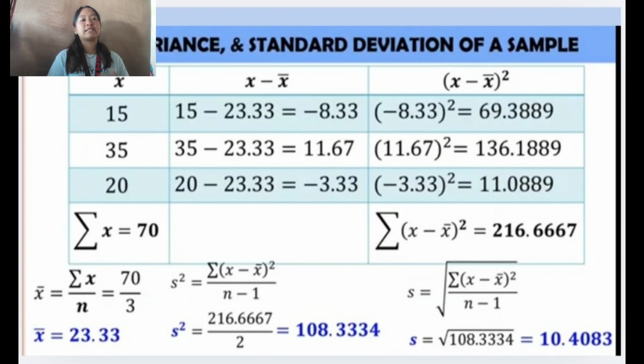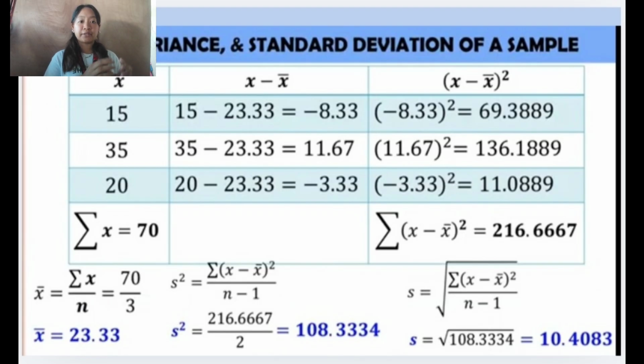The second column is x minus sample mean. Since our first x is 15 and our sample mean is 23.33, 15 minus 23.33 equals negative 8.33. The second x is 35, so we subtract the sample mean 23.33, which equals 11.67. And for 20, we subtract 23.33, which equals negative 3.33.